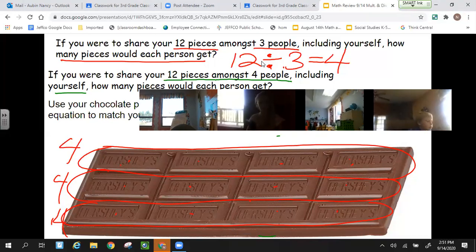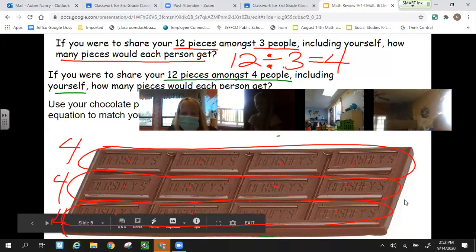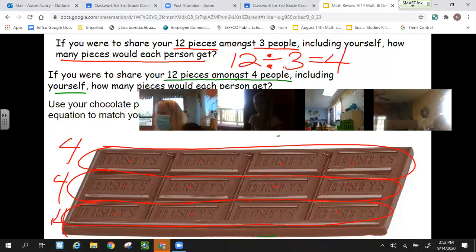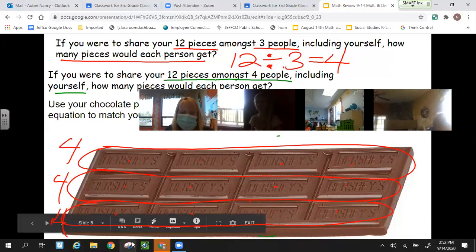So this time, Gabe, we're going to do 12. All right, if you are at home, hold up your answer. I'm looking in the chat. 12 divided by how many people? 3? No, we already did 3. Now what are we doing? It should be 4.